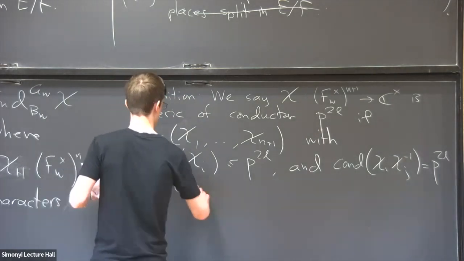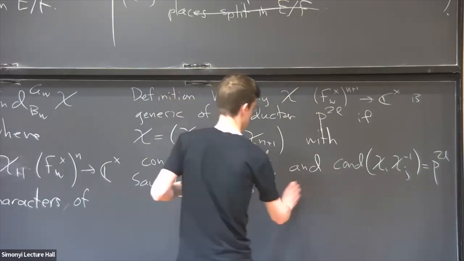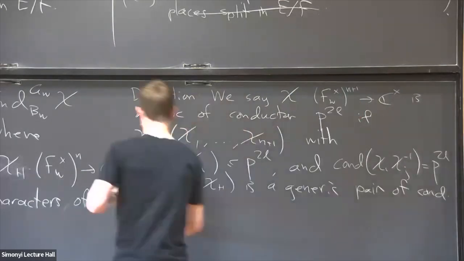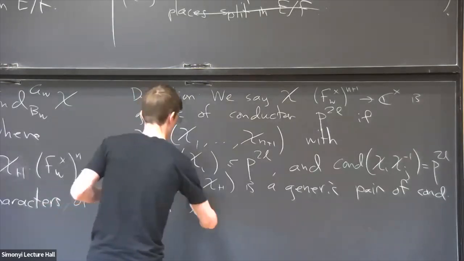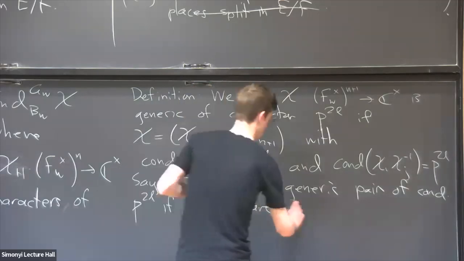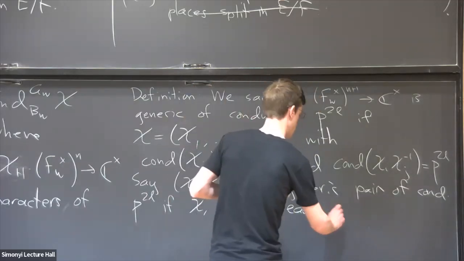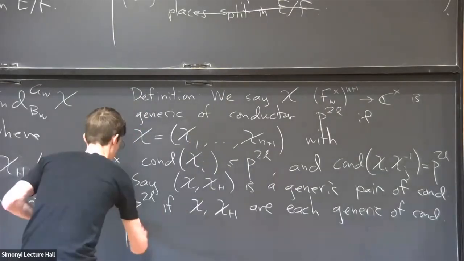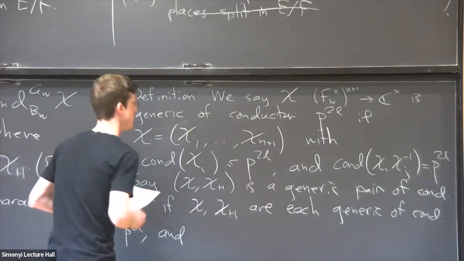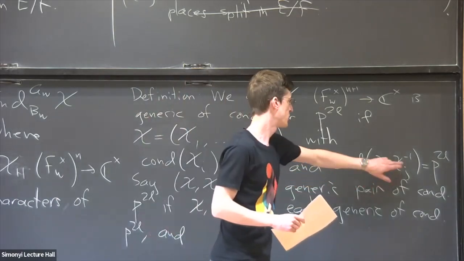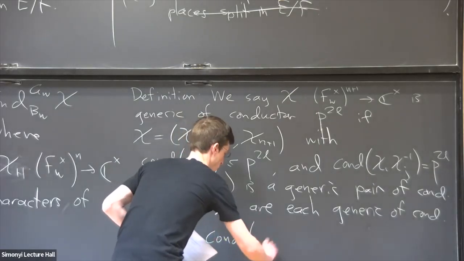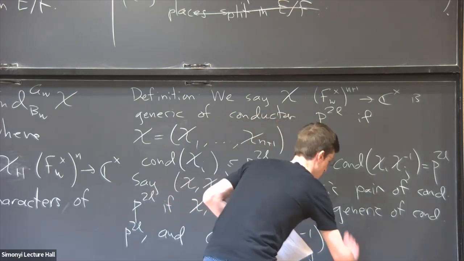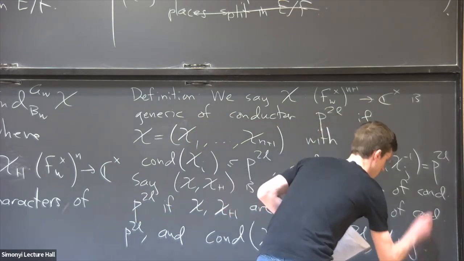And then we say that chi, chi-h is a generic pair of conductor p to the 2l if chi and chi-h are each generic individually, and all of the cross ratios have conductor p to the 2l. So the conductor of chi i, chi-h j inverse is p to the 2l for all i and j.